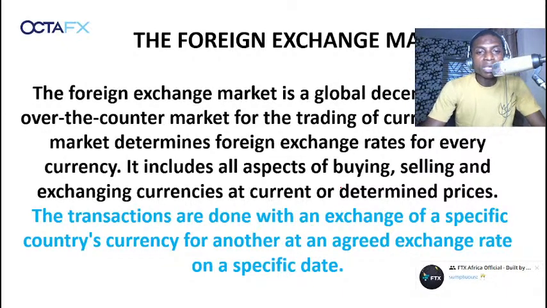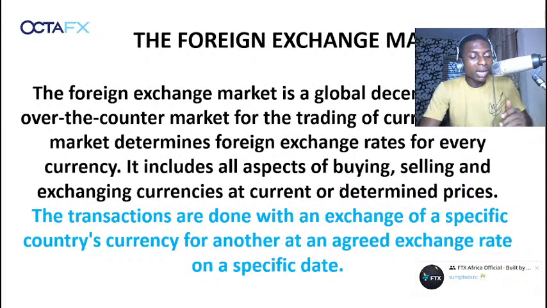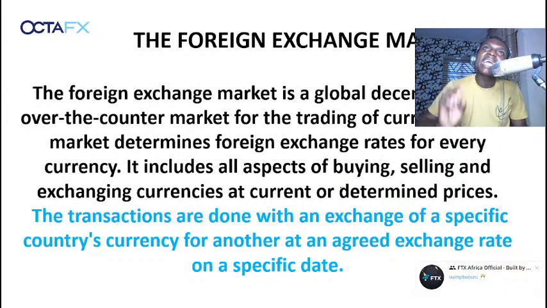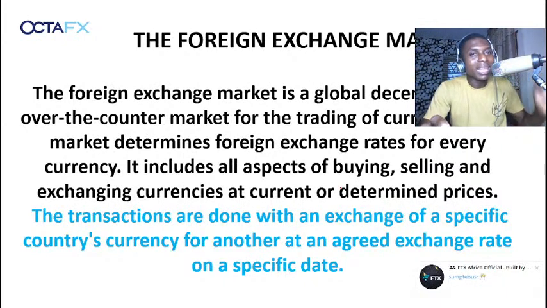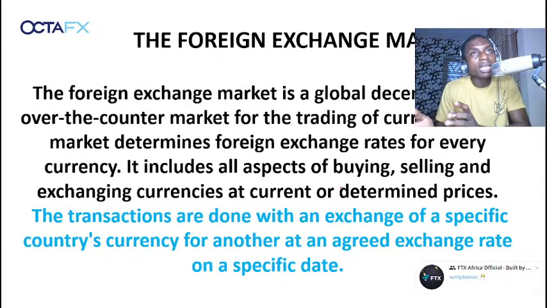Great. Now, the transactions that are done in an exchange of a specific country's currency for another at an agreed rate, that's Forex. When you carry out a transaction, you buy FX at a particular rate and you sell at a particular rate. That is already Forex trading, because you are buying a currency at a cheaper and accessible rate, and you are selling it at a higher value, where you can make profit from the margin, right?